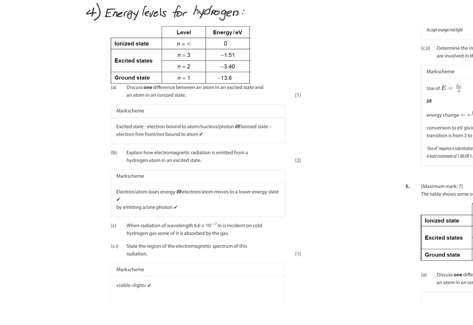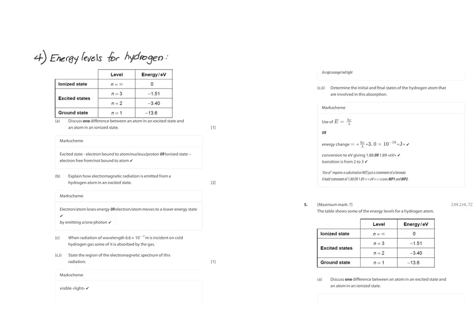And then C says radiation of wavelength 6.6 times 10 to the negative 7 is incident on cold hydrogen gas. Some of it's absorbed by the gas. What is the region of the electromagnetic spectrum? Look it up on the spectrum chart. It's visible light.